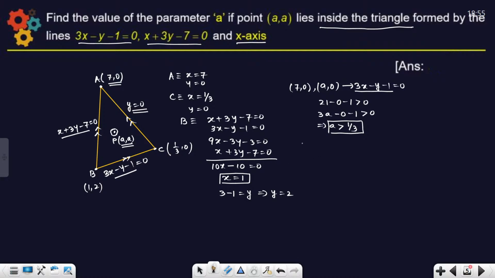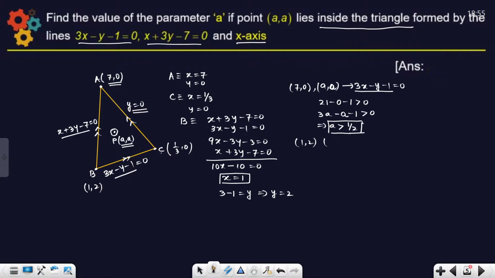Now let us take the point (1, 2) and the point... Oh, I'm sorry. I have done a major mistake. That is (7, 0), and the point is not (a, 0). It's (a, a), right? So here it will be a only. So it will be 2a is greater than 1. That is, this part will become half. I had taken that thing as a only. So this is greater than half.